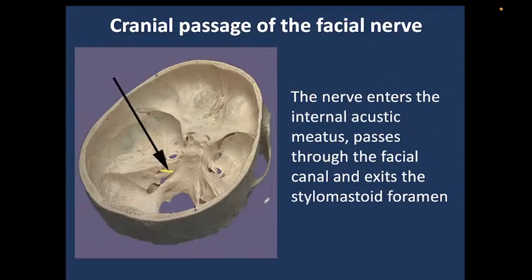Okay, this is the cranial. This picture, this figure shows us the cranial passage of the facial nerve, and this is a large foramen. We call it the internal acoustic meatus. This is the cranial pathway for the facial nerve as well as for the vestibulocochlear nerve. This nerve we designate as number 8. We will talk about the vestibulocochlear nerve later.